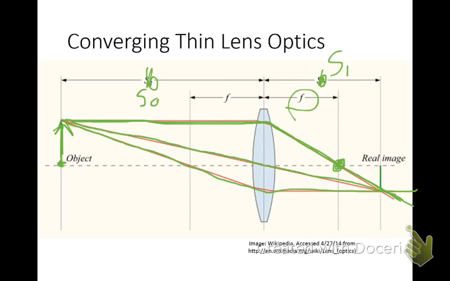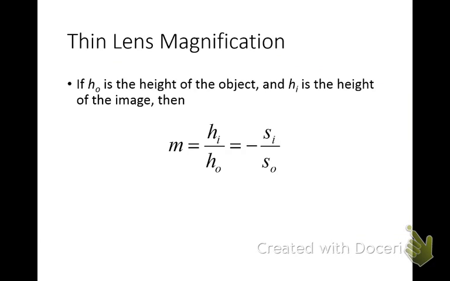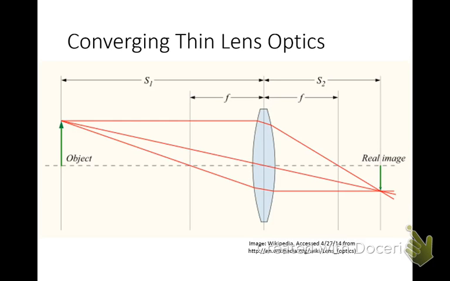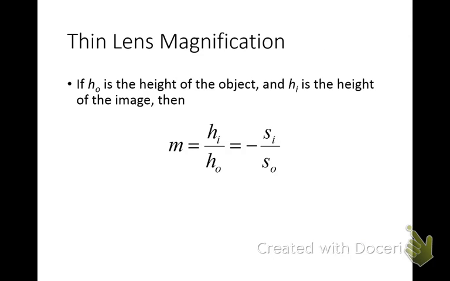If your image is upside down, it is said to have a negative height. Speaking of heights, you can find it using the thin lens magnification. If HO is the height of the object, which will simply be the length of the object from the principal axis up to its highest point, and HI is the height of the image, then the magnification, which is just a unitless quantity, will be HI over HO, also known as negative SI over SO, meaning negative image distance over object distance.